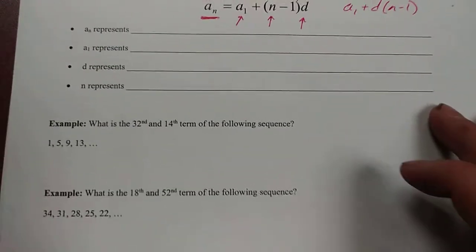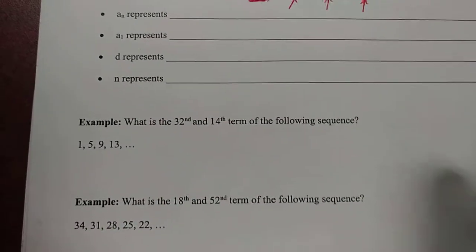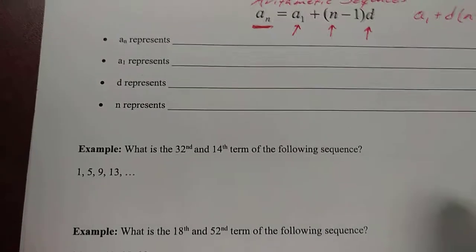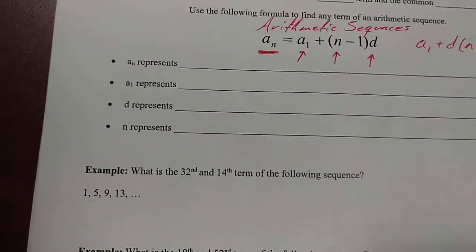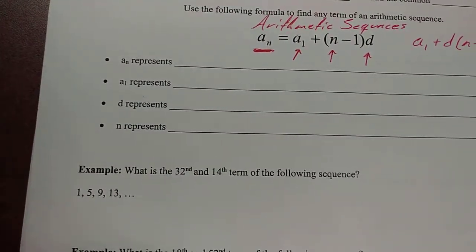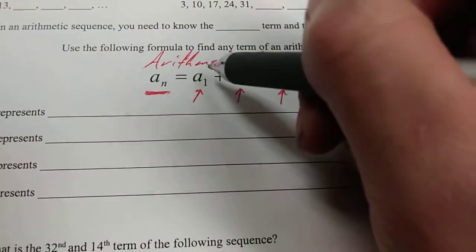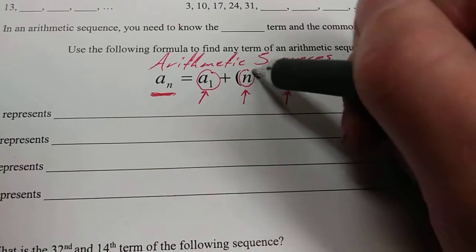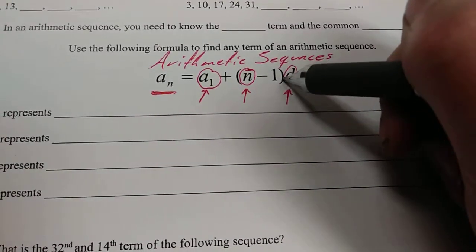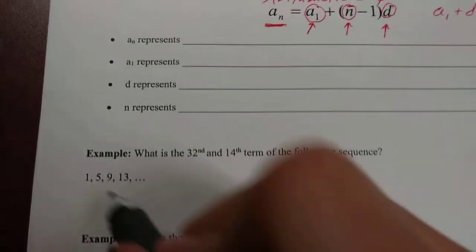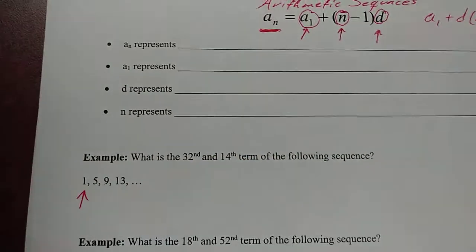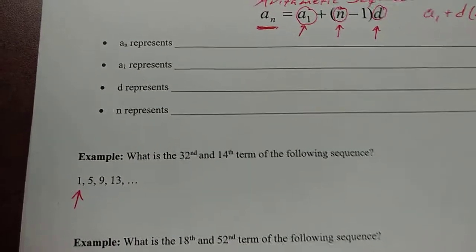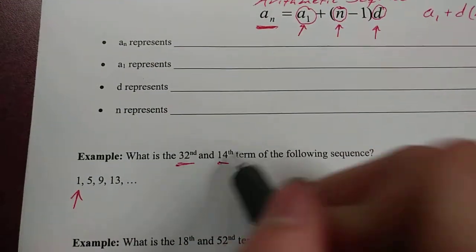So an example of this would be: what is the 32nd and the 14th term of the following sequence? So we got this sequence. First thing to do, we have to identify what is the first value. We also have to identify the number that we're looking for and identify the common difference. Three different things. First value, it's going to be 1. We're looking for the 32nd and the 14th value.